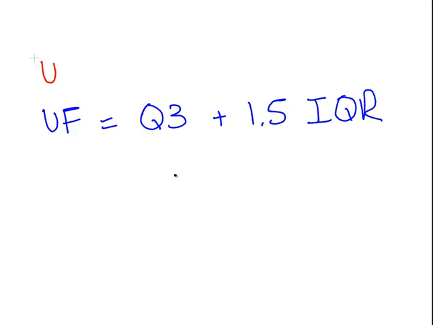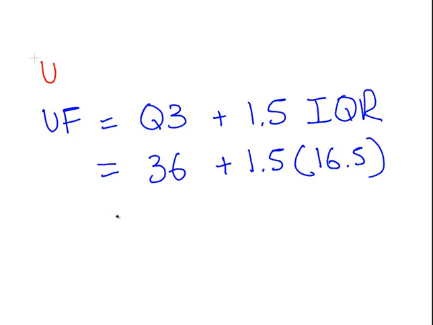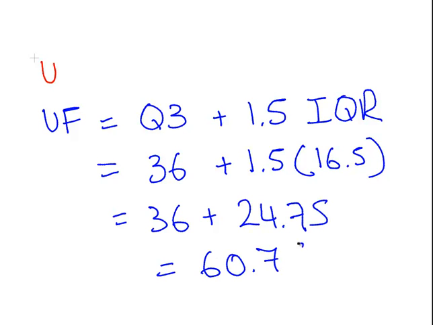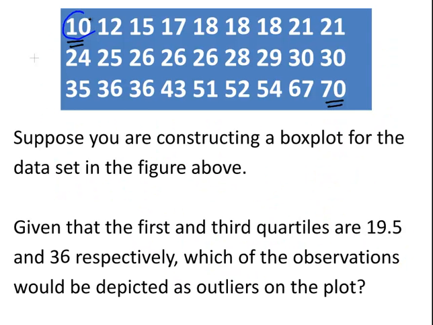Let's do the upper fence. The upper fence equals Q3 plus 1.5 times IQR. Q3 was 36 plus 1.5 times 16.5, and that is 36 plus 24.75, which is 60.75. So what we have to do is check the data set to see if there are any values less than 0. Straight away, I should mention that there are no values less than the lower fence. But let's look at the upper fence.